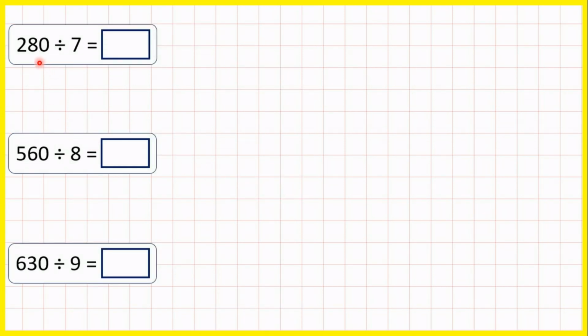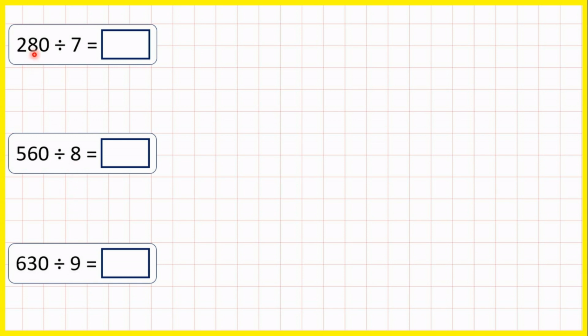Now for these questions, we're dividing a multiple of 10, so a number that ends in a 0, by a single digit number. And there's a trick that we can use here. If we look at these multiples of 10, but we ignore the 0, notice that 28 is in the 7 times table, 56 is in the 8 times table, 63 is in the 9 times table, and when we spot this, we can use mental methods to solve these.